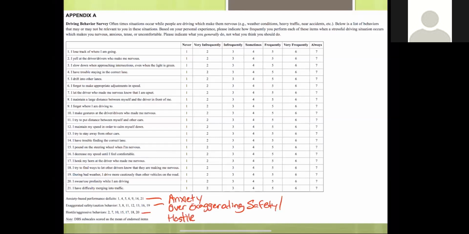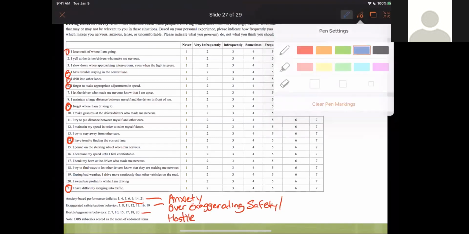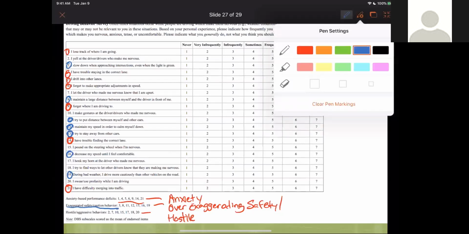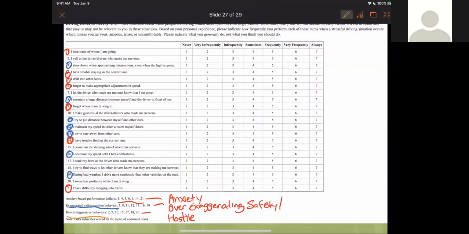What they've identified is that items 1, 4, 5, 6, 9, 14, and 21 are one type. Let's go with blue for exaggerated: question 3 asks about exaggerated driving, and so do 8, 11, 12, 13, 16, and 19. And then in orange, the hostile aggressive behaviors are the rest of these. So we're doing one measurement system that addresses 3 different types of driving questions.